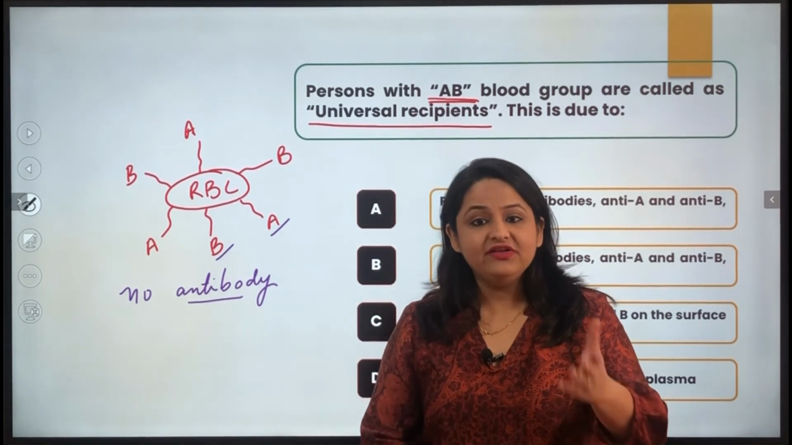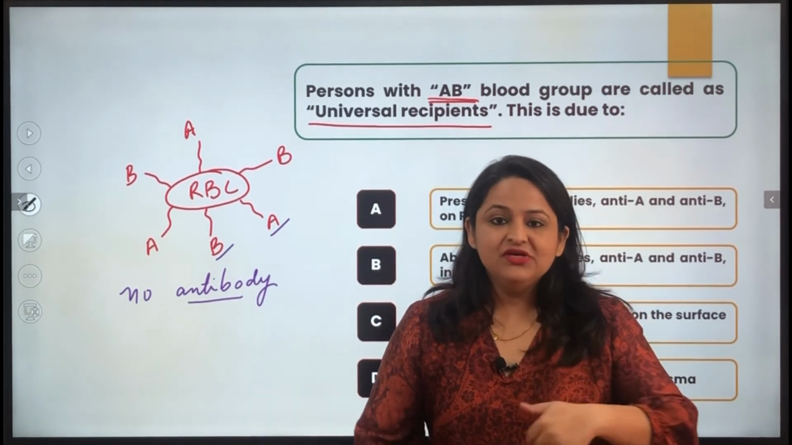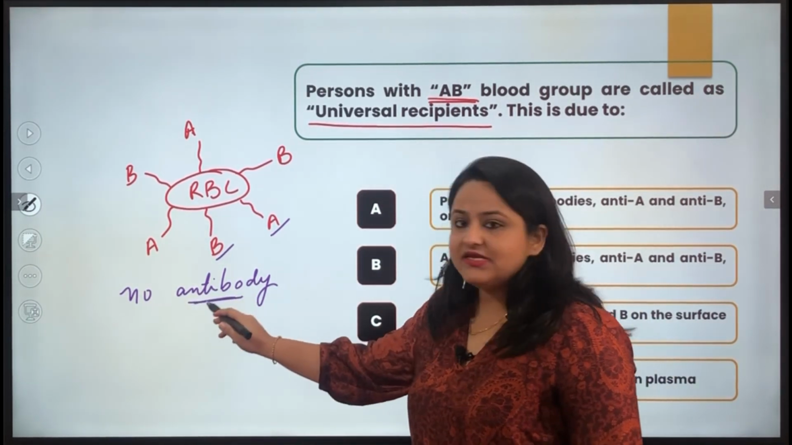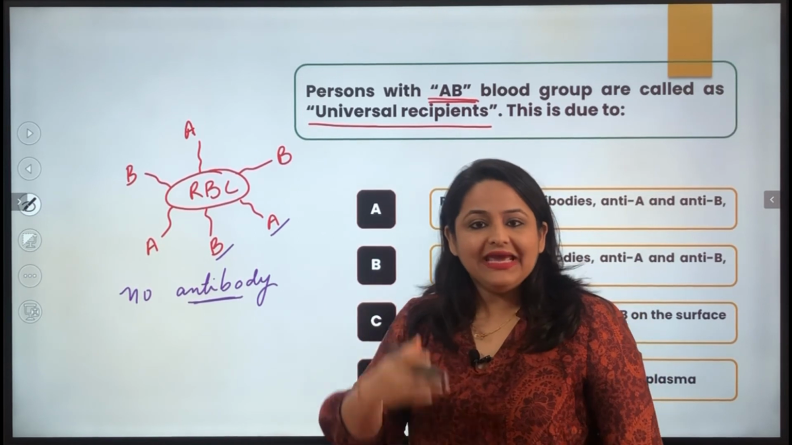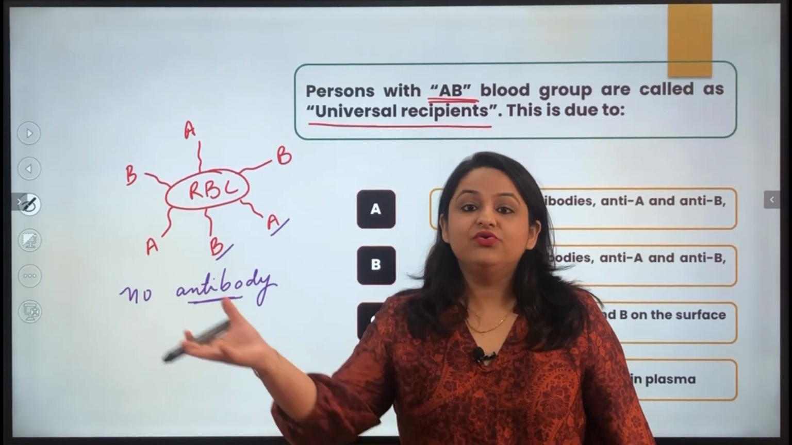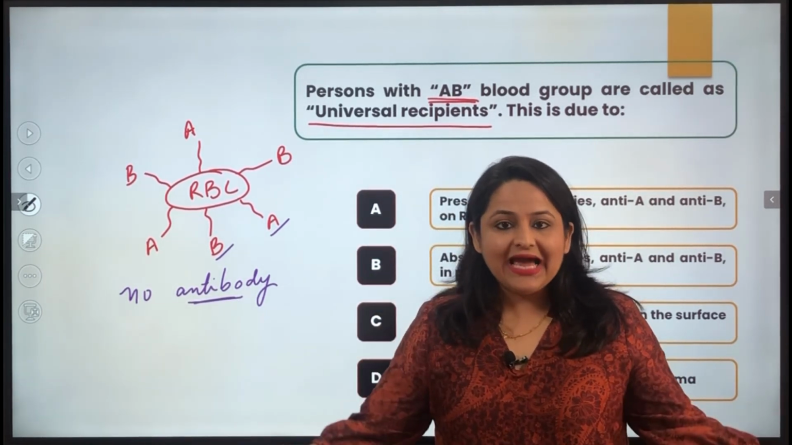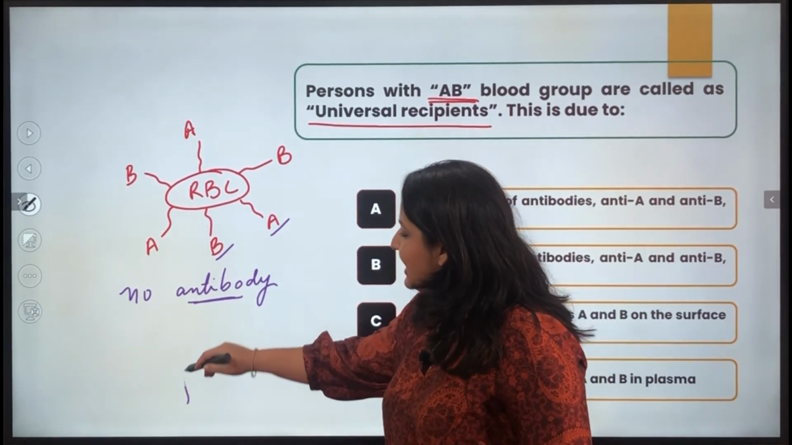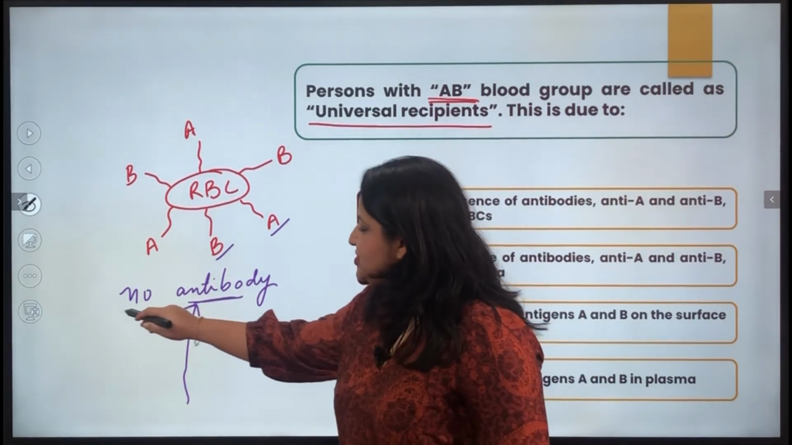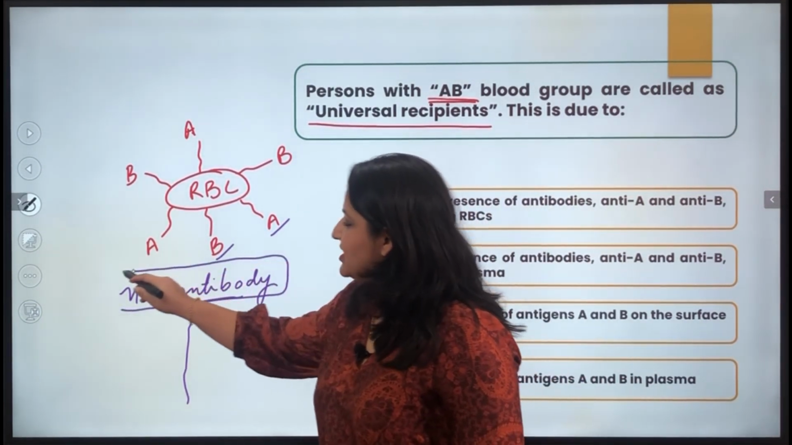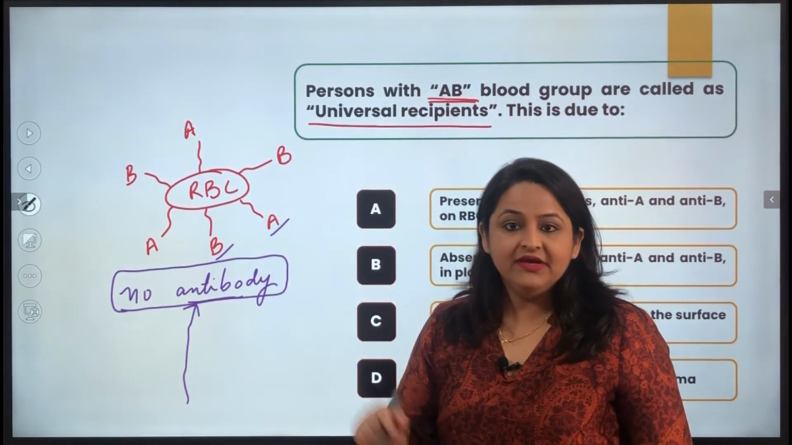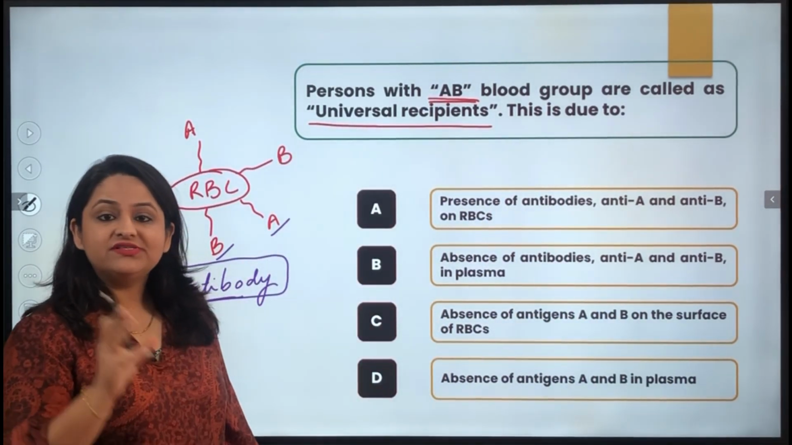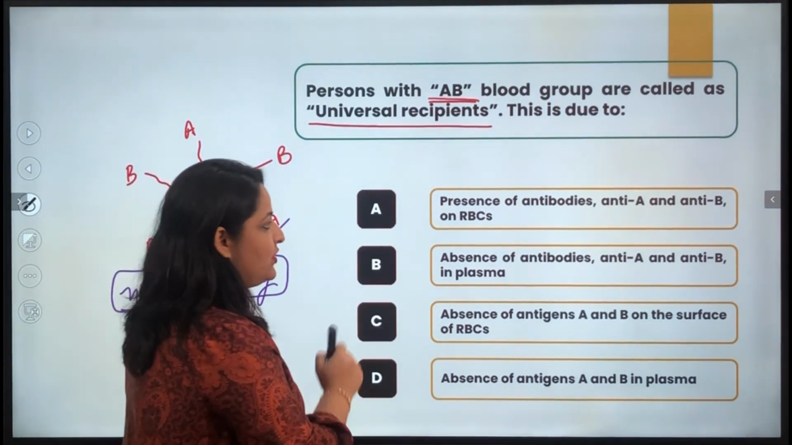That is, they have the A antigen as well as the B antigen. So in their plasma, there will be no antibodies. This is the reason why AB individuals are known as universal recipients. They can accept blood from any individual. Why? Because they do not have any antibody which is going to attack the antigens coming from the donor's blood. This is the reason behind AB being the universal recipients. So now let's see the options.